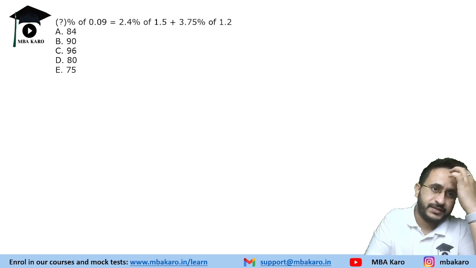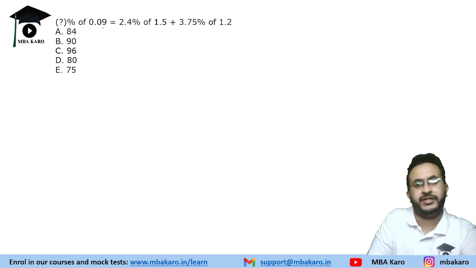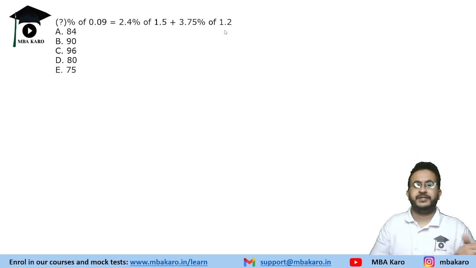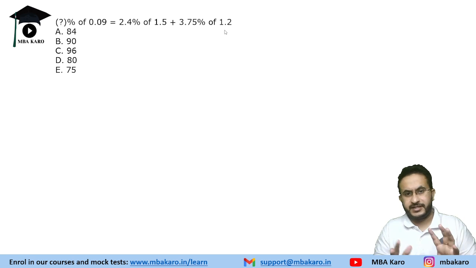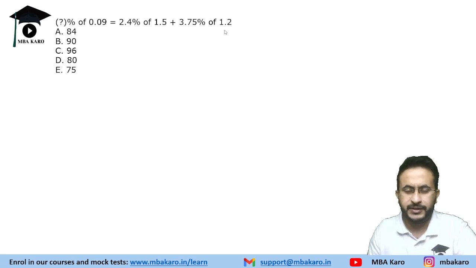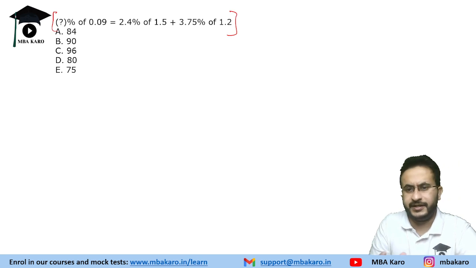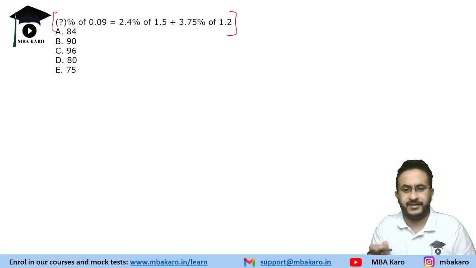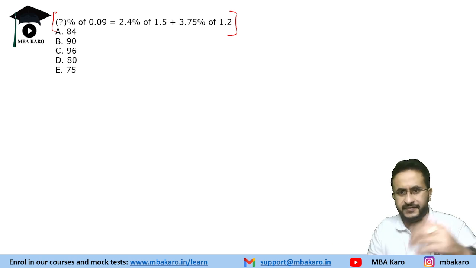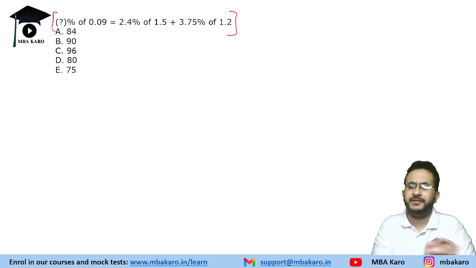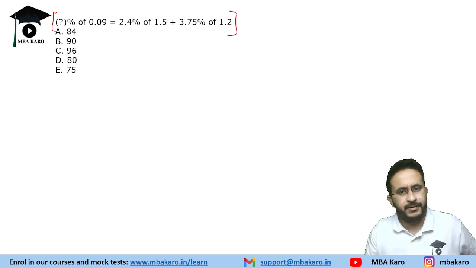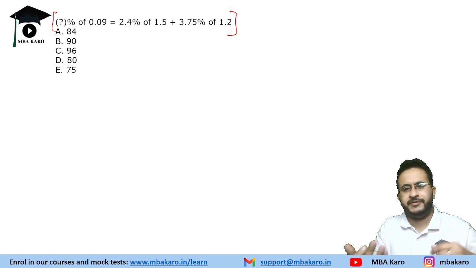Now next is some percentage of 0.09, equal to 2.4% of 1.5 plus 3.75% of 1.2. Now if you see, these are going into decimals. Decimals become difficult to calculate, right? But if we multiply the entire thing by a certain number, that is technically what we are doing. We are multiplying everything by a certain number, on both sides. While solving equations, we multiply both sides of the equation by some number.